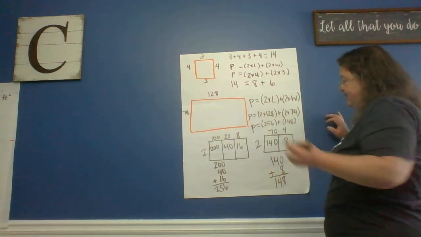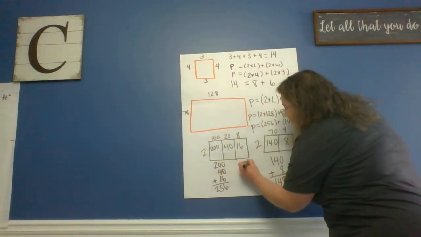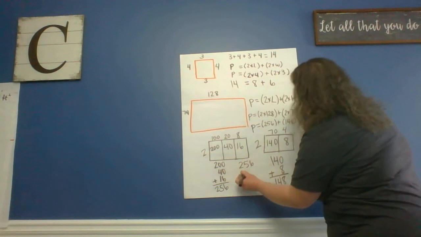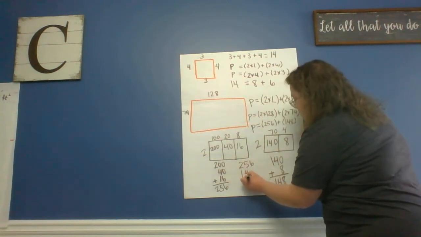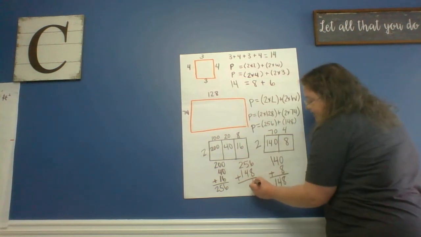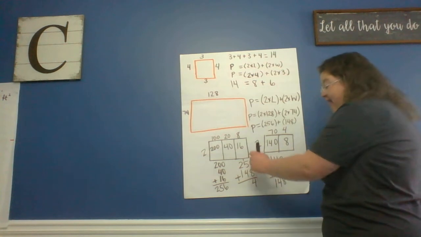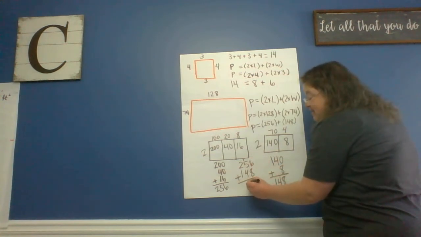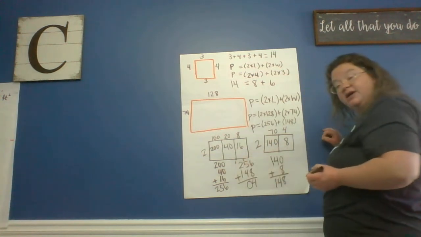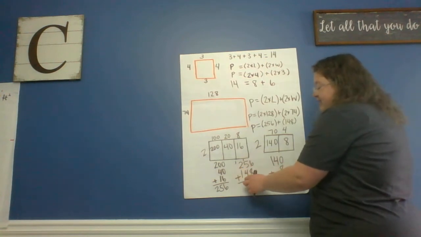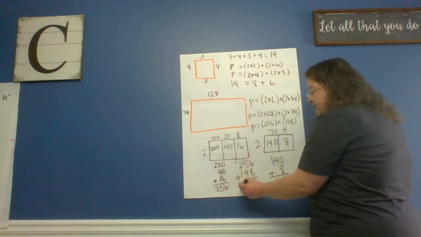And I'm running out of space here. Let's do it right down here. 256 plus 148. Okay? 6 plus 8 is 14. Carry my 1. 5 plus 4 is 9. Add that 1 back in. That gives me a 10. So my 0 goes here. My 1 comes up here. 2 plus 1 is 3. Plus 1 is 4.